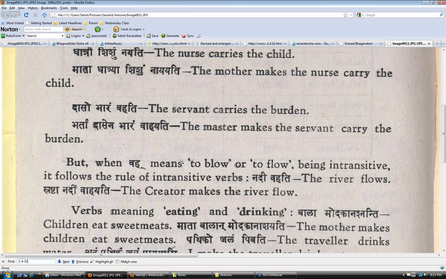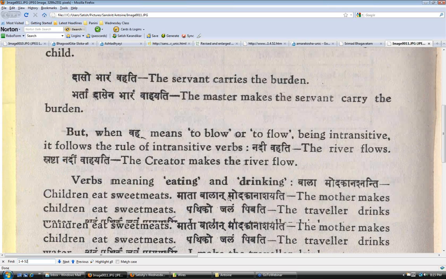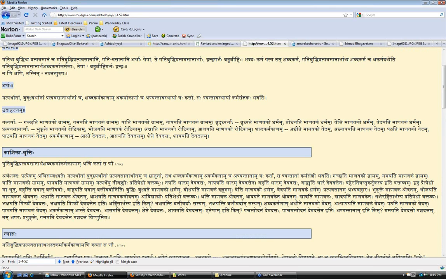So that is, again, akarmaka usage. So you can make him nadim vahayati. Okay. Now comes the pratyavasana. So let's go to Kashika again and follow that one. So we finished with the pratisheda here.